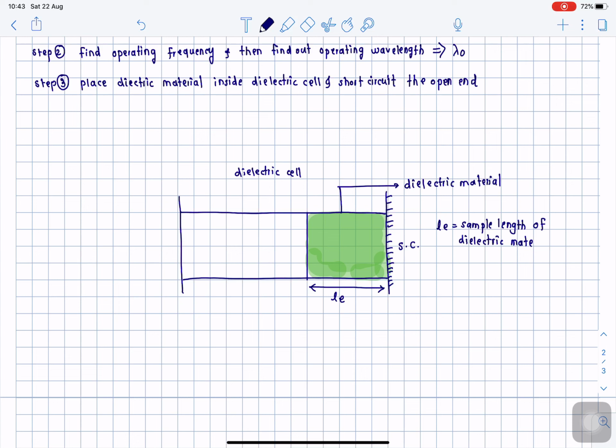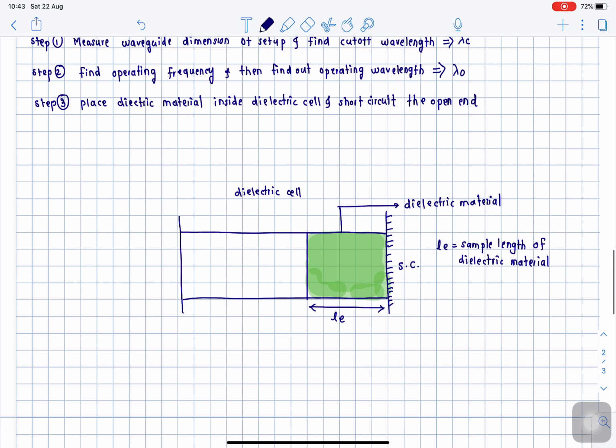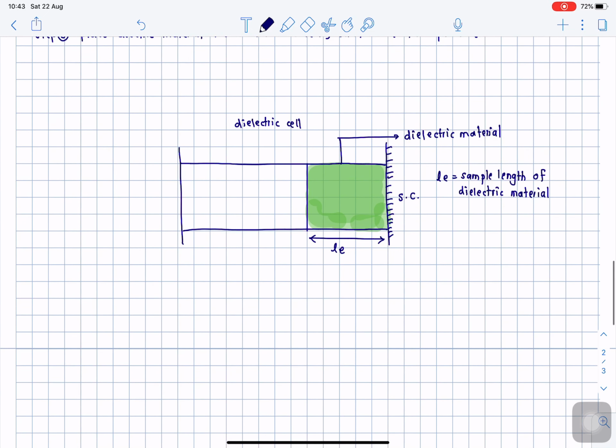Whenever we excite this dielectric material with the microwave signal, when the signal comes to the short circuit terminal, a standing wave will be formed. This standing wave is formed inside the dielectric cell, which is terminated at the end with a short circuit.